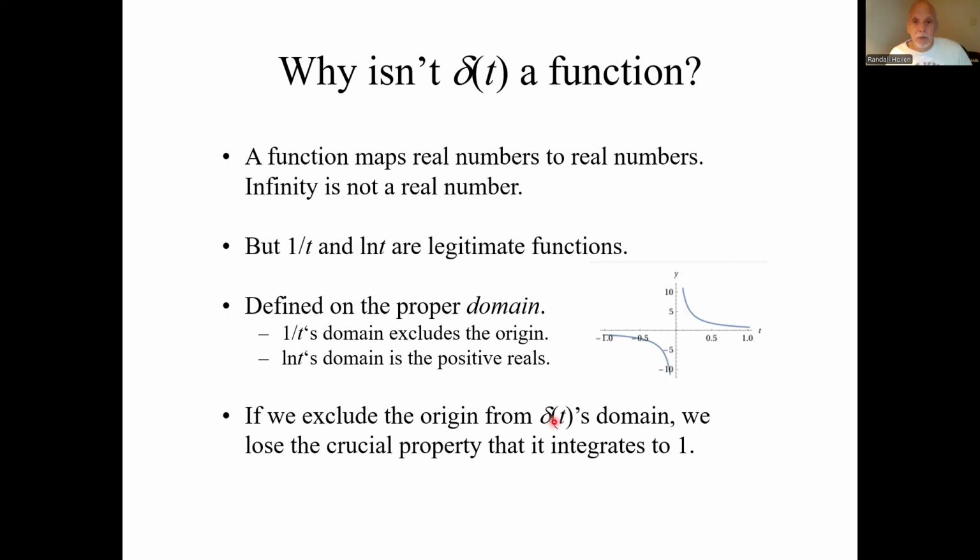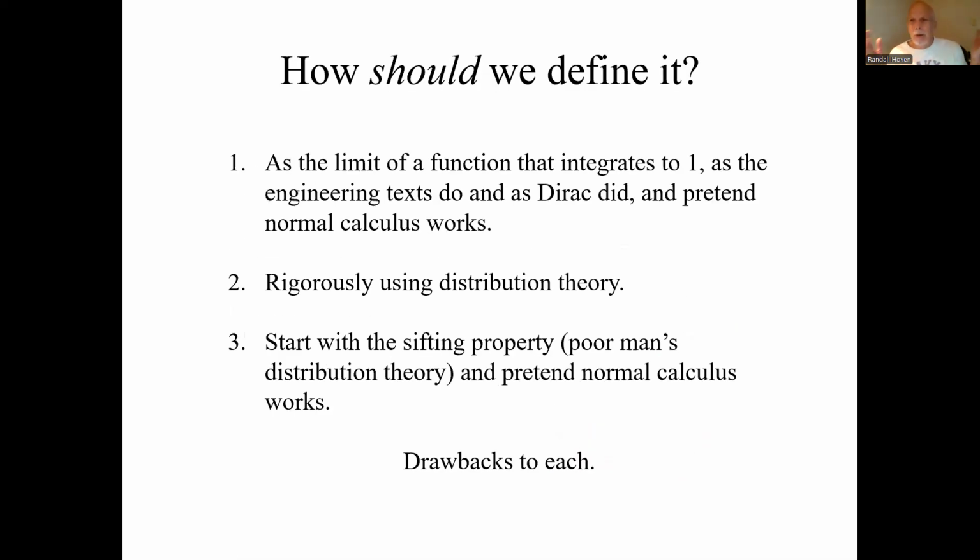You can't exclude it from the Dirac delta function's domain. Then you lose this key property that it integrates to 1. So we're kind of stuck. We have to include 0 in the domain, and it's not a proper function. So that's why it's not a proper function. So how should we go about even coming up with it and deriving properties of it?